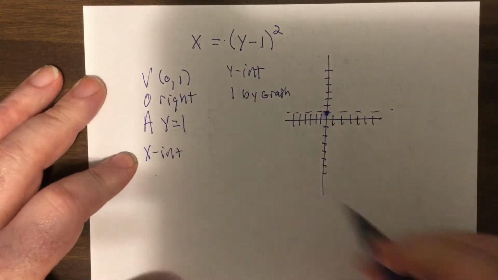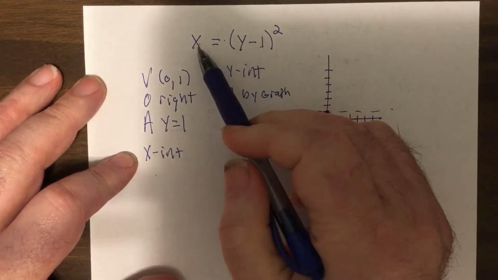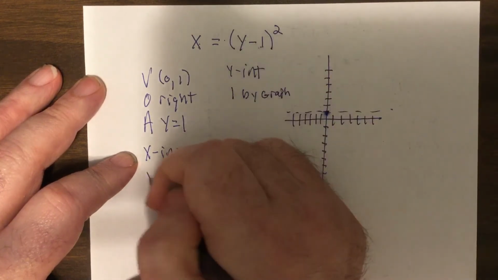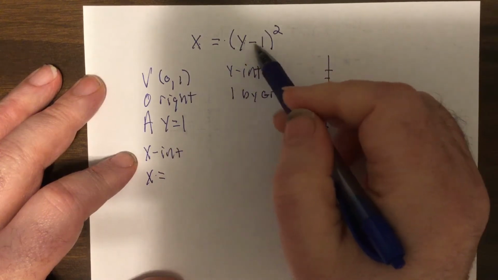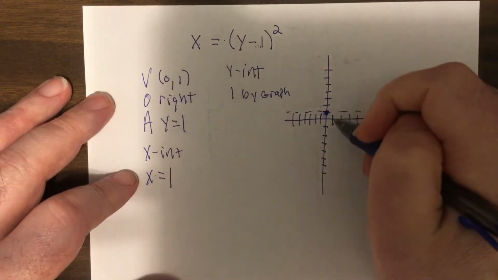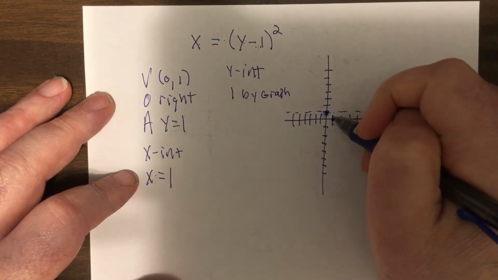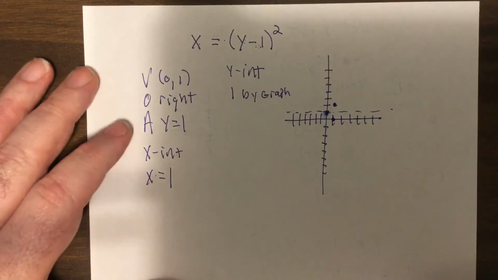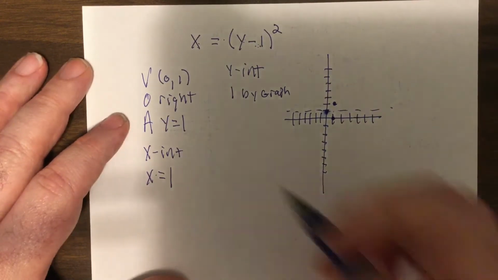So then the x-intercept, you put 0 in for y. So you'd have x equals 0 minus 1 is negative 1 squared is 1. So put a dot at 1. But if there's a dot 1 unit below, there's a dot 1 unit above.